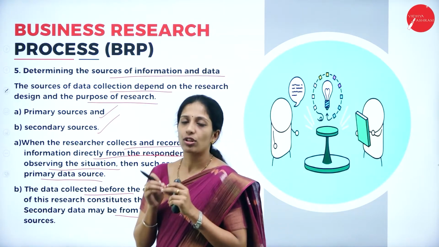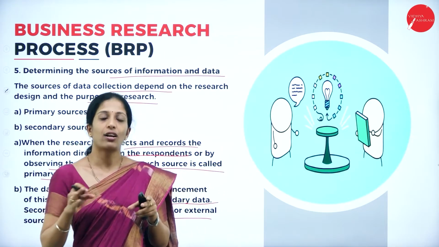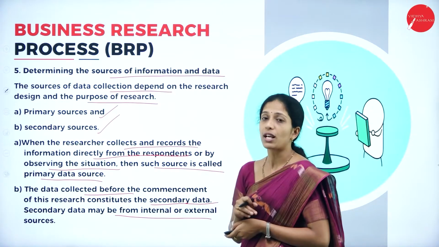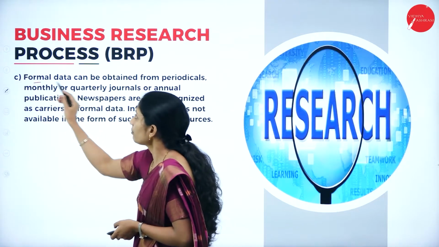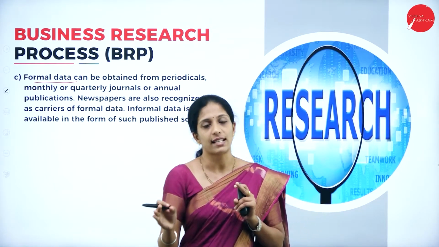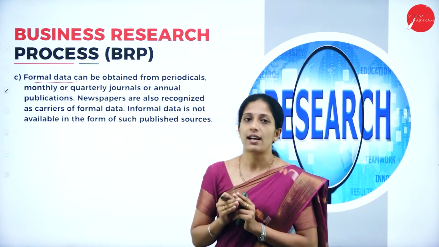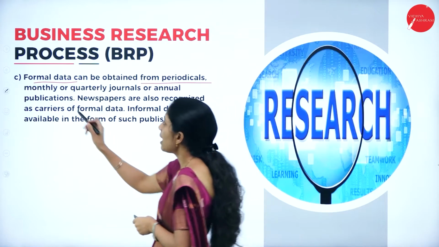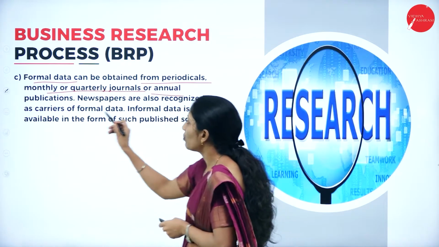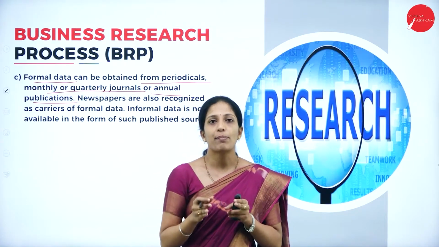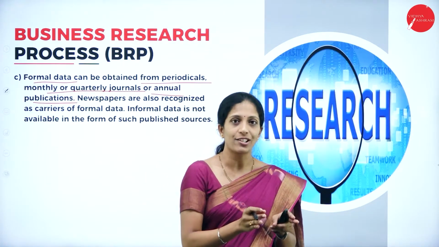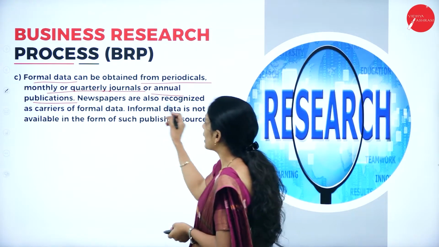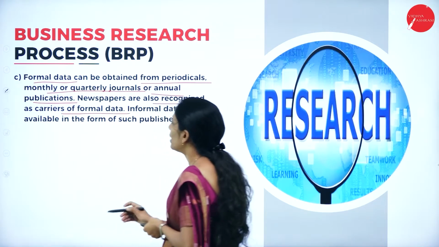So here the collection of data can be internal, that is inside the organization, or outside the organization. So these are the two types of data. One more type you have, that is formal data. The main two types are primary source as well as secondary source. Now let us see what this formal data is. It is obtained from periodicals, that is, monthly or quarterly journals, or annual publications. So this type of data, formal data, has already been published, and the researcher is going to take the information from it. Newspapers are also recognized as carriers of formal data.